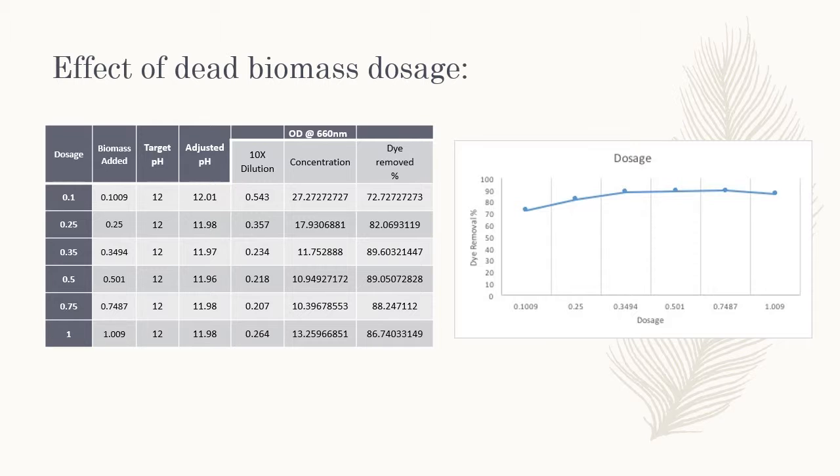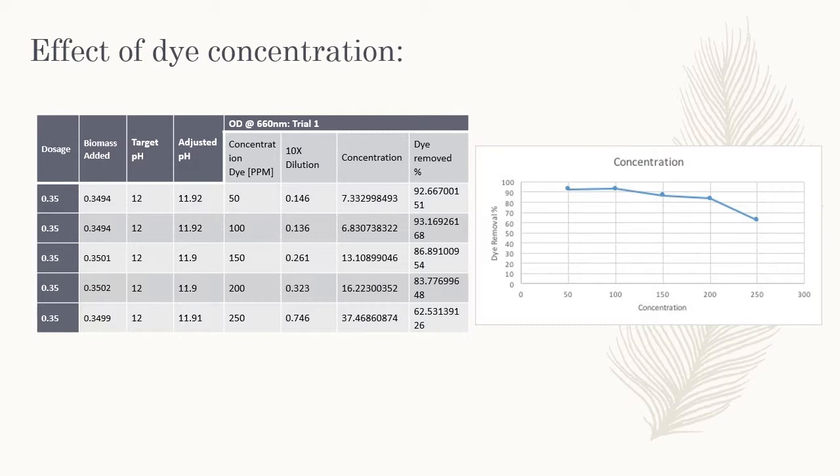Moving on to the dead biomass dosage. After setting a target pH, we find the amount of dosage to give us the most efficient dye removal. Here, 0.35 grams gave us the most amount of efficiency. Similarly, with dye concentration, after setting pH 12 and 0.35 grams of biomass dosage, optimal dye concentration was found. Here it was found to be 100 ppm. If you notice, the dye removal percentage also increases by setting the optimal parameter measures.